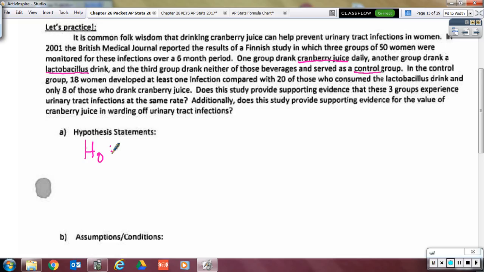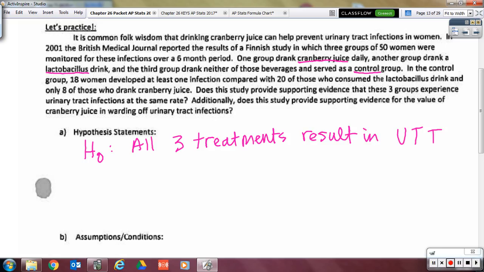I would, if this was, say, the AP exam or a test, I would write out cranberry juice and lactobacillus and so on. So I'm going to put all 3 treatment groups result in urinary tract infections at the same rate.